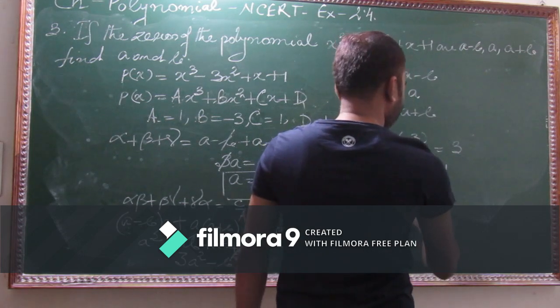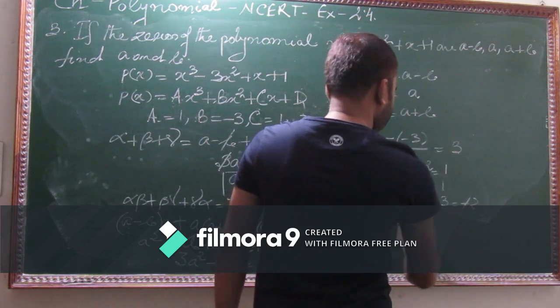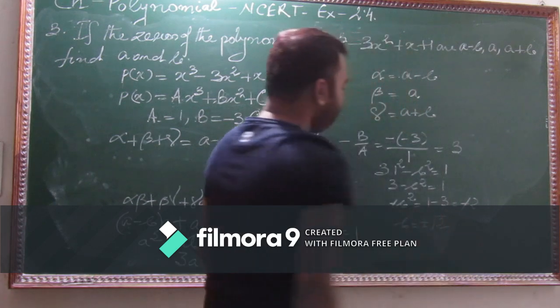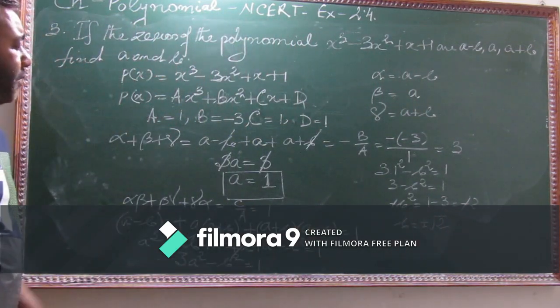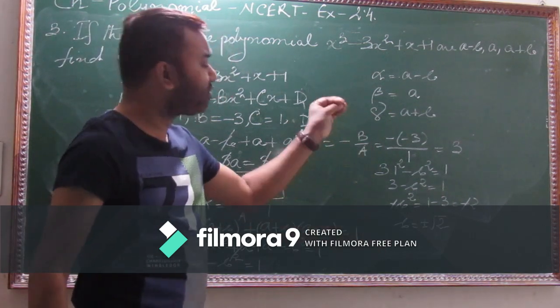Minus b square is equal to 1 minus 3, which is equal to minus 2. Cancel. That means b is equal to plus minus root 2. This is the value of b. In the question they said to find the value of a and b. So you can stop here, and you must stop here.